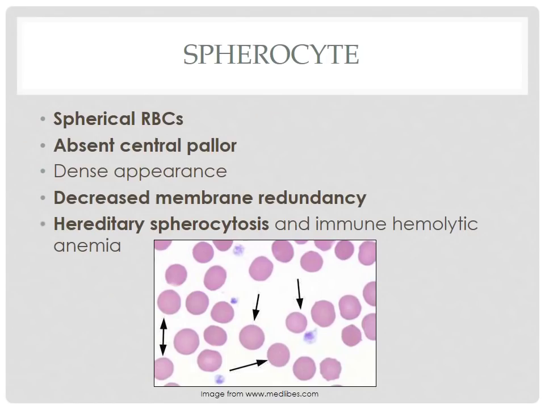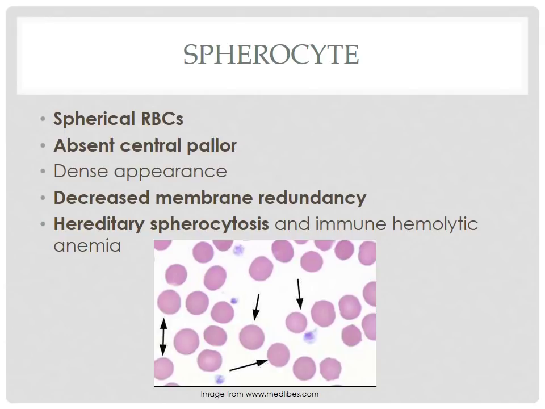Spherocytes on peripheral smear. So this is a very spherical or round red blood cell. They do not have any pallor, as you can see in the image down here. They appear very dense, again, not much pallor. And this is actually the opposite of our target cells. This isn't due to increased membrane redundancy, but due to decreased membrane redundancy.